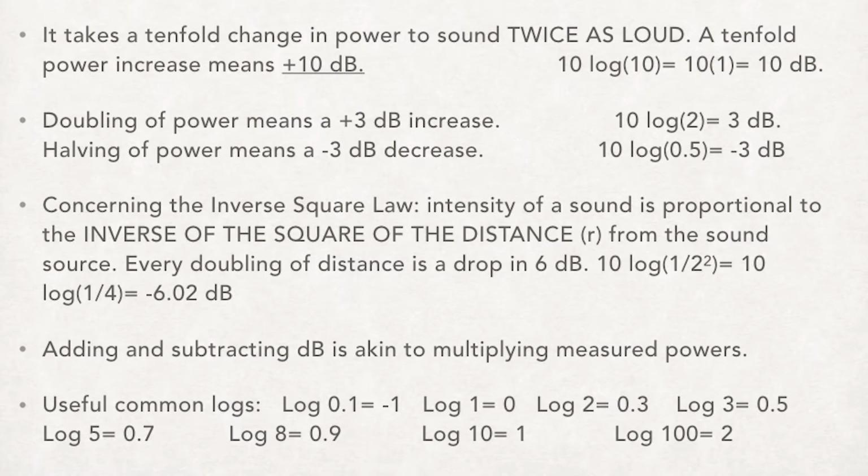The log of 0.1 is -1, for instance. The log of 1 is 0. That means there's no change in the ratio of the measured power to the reference power. No change, 0 dB. And here are some other numbers: the log of 2, log of 3, log of 5. These can be handy things just to familiarize yourself with.